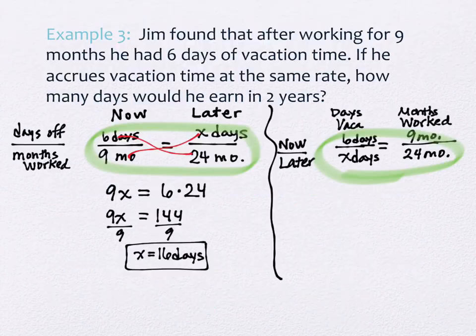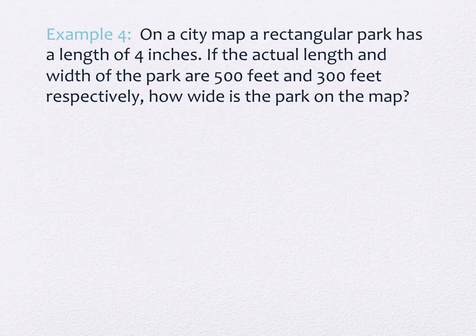Okay? All right, let's take a look at example 4. On a city map, a rectangular park has a length of 4 inches. If the actual length and the width of the park are 500 feet and 300 feet respectively, how wide is the park on the map? If you want to draw a picture, you totally can. That's fine. But our goal really is to try and figure out what things are being compared. So what do you notice? What things are being compared here? There are 2 sets of quantities that are being compared.